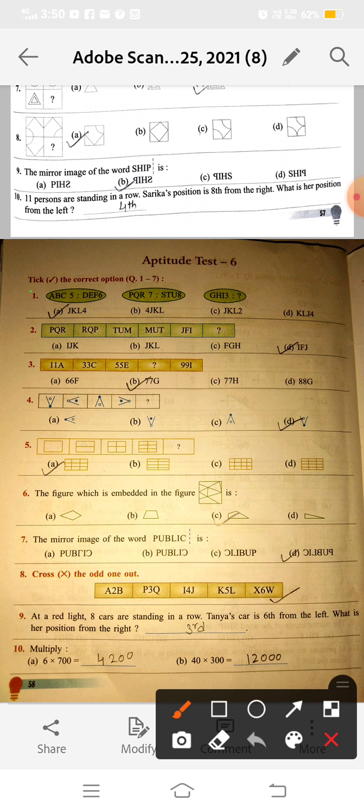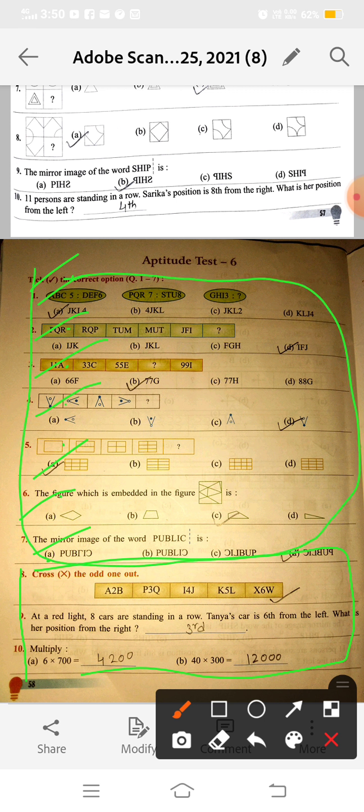Tick the correct option. Now, questions 1, 2, 3, 4, 5, 6 and 7 you have to do in your homework. We will do 8, 9 and 10. We have completed this type of question in our aptitude test number 5, so you have to follow this pattern and do them yourself.